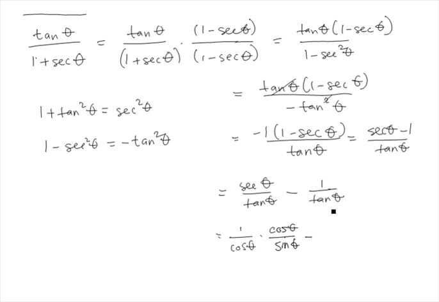And here we get these cosines cancel. 1 over sine theta is cosecant theta. Cosine over sine is cotangent theta. So there's 2 ways to prove this problem. Both ways, I think, are roughly the same number of steps.